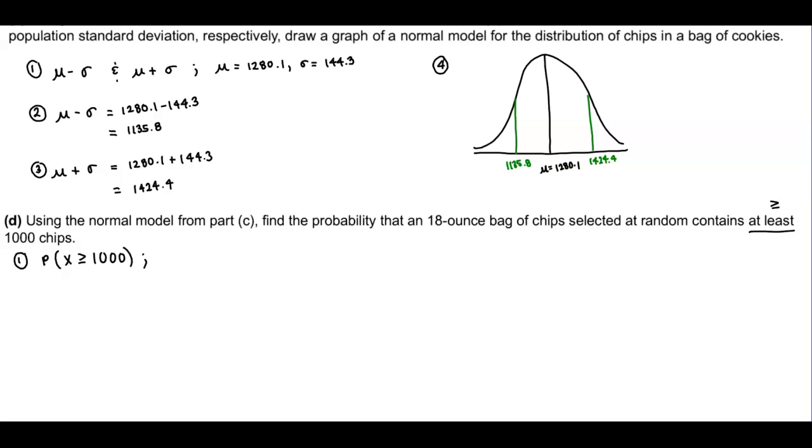Well, we also need to find the z-score. So we know that X is going to equal 1,000.